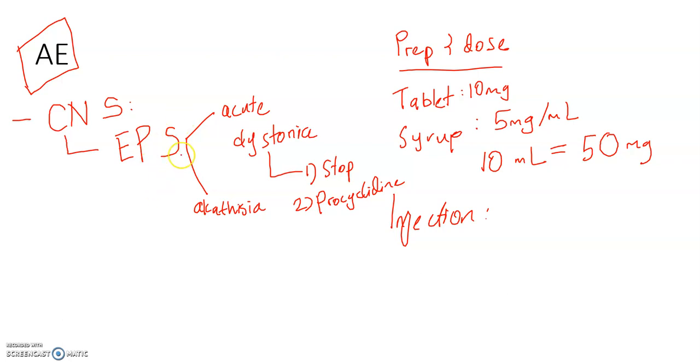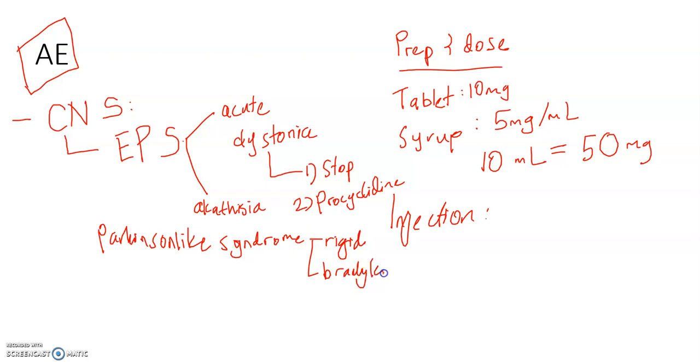And then we have Parkinson-like syndrome. They look like patients with Parkinson syndrome. Mainly they become rigid, they become slow, bradykinetic, and also they have tremors. They are a bit shaky. And with high dose, they also get drowsiness. They become sleepy.